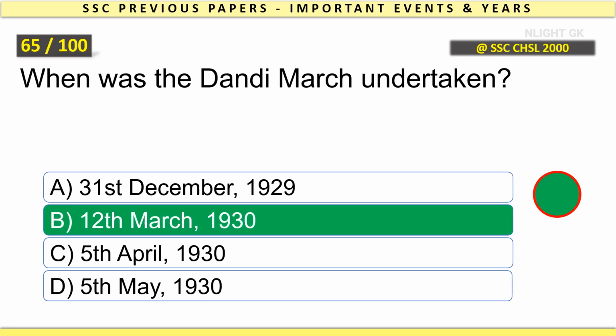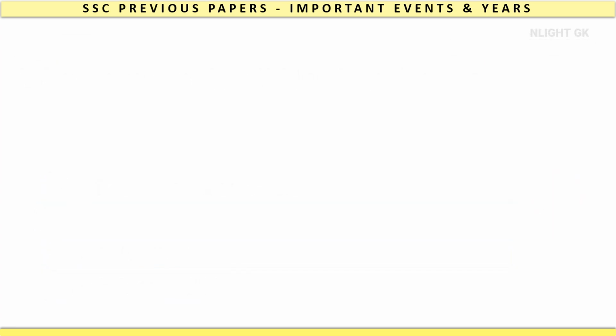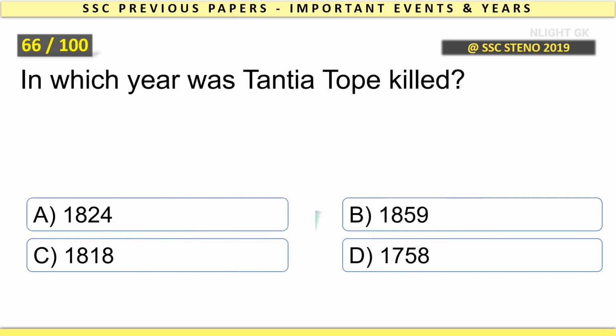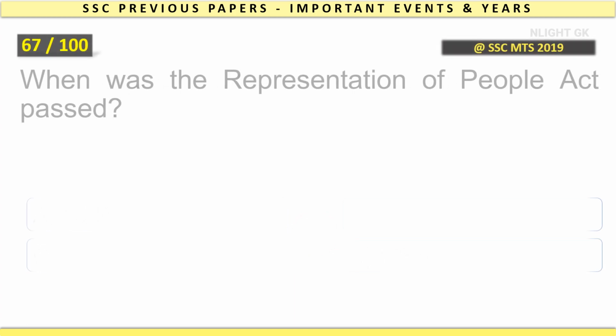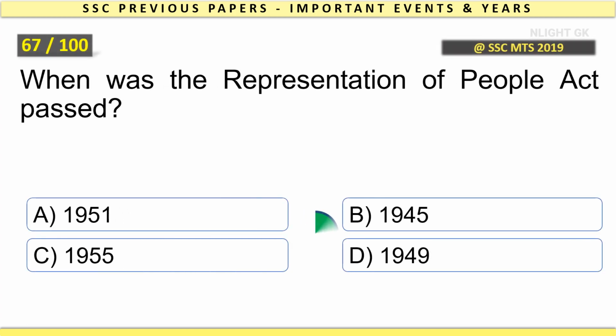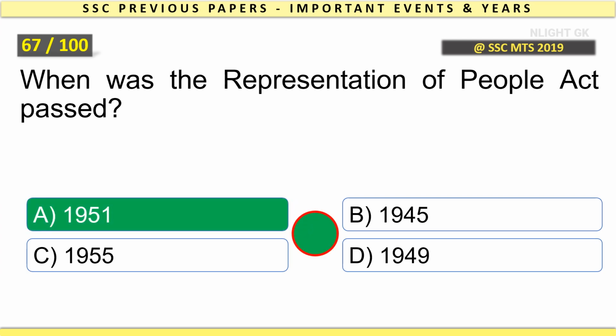March 12, 1930. In which year was Tansia Tope killed? In 1859. When was the Representation of People Act passed? In 1951.